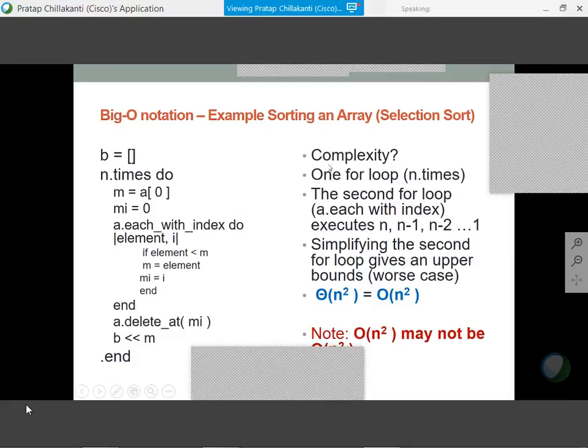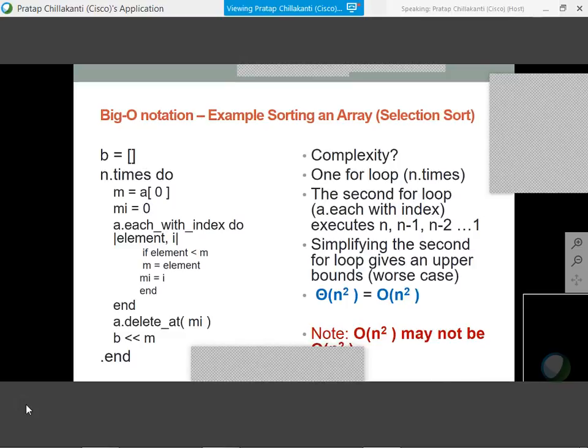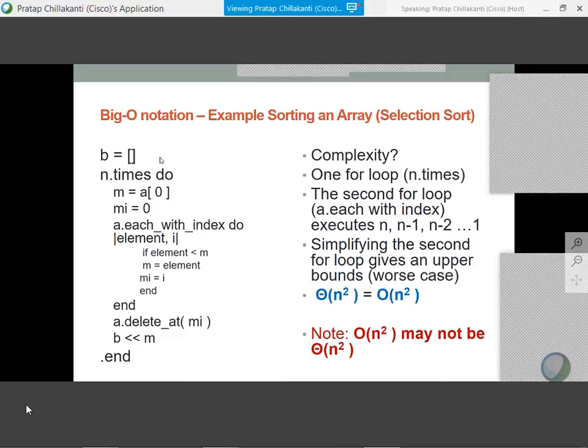Right, and I'm asking, these are the type of things that will be asked in your exam, by the way. So here's an example, some pseudo code, and then I'm asking what the complexity is. One for loop runs n times, the second for loop runs another n times. Simplifying those two loops, we get O(n²). It also turns out it is Theta(n²).